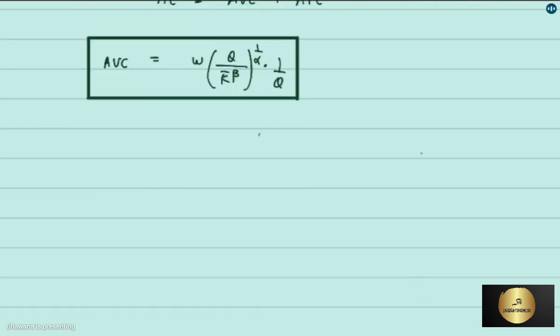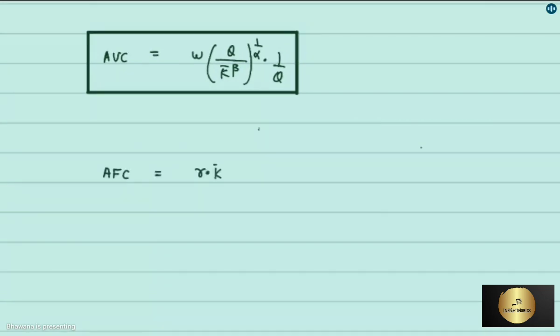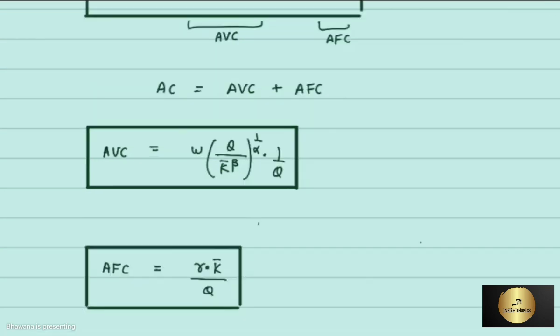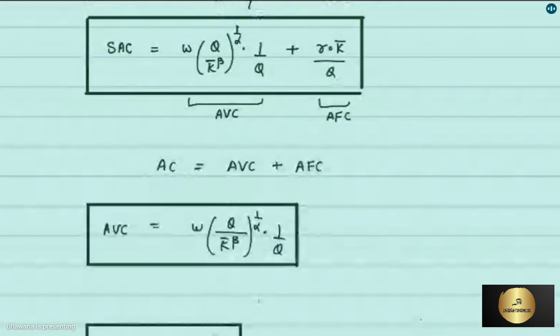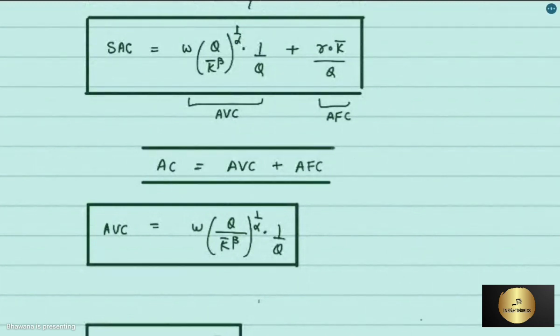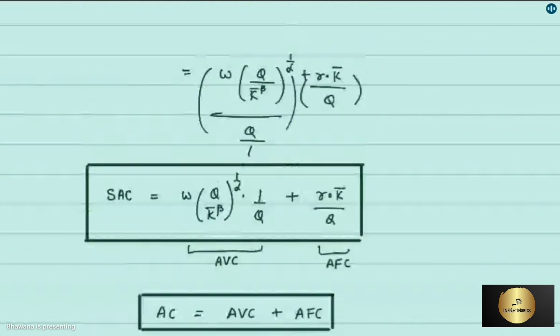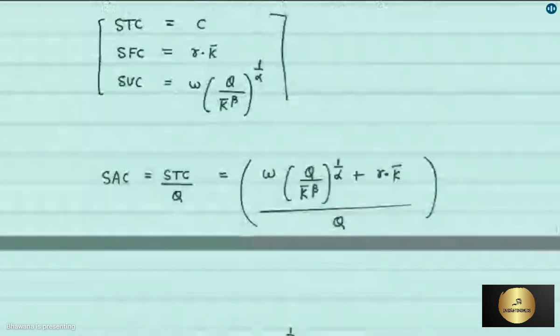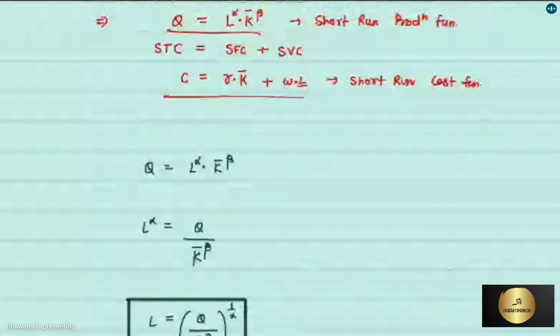And average fixed cost is equal to R into K bar divided by Q. This is your average fixed cost. When you have values for R, K and Q, you can easily derive your average fixed cost, and when you have an expression for W, then you can derive AVC. Then you can easily derive average cost, and if you have average cost, then you can easily derive your total short run cost.